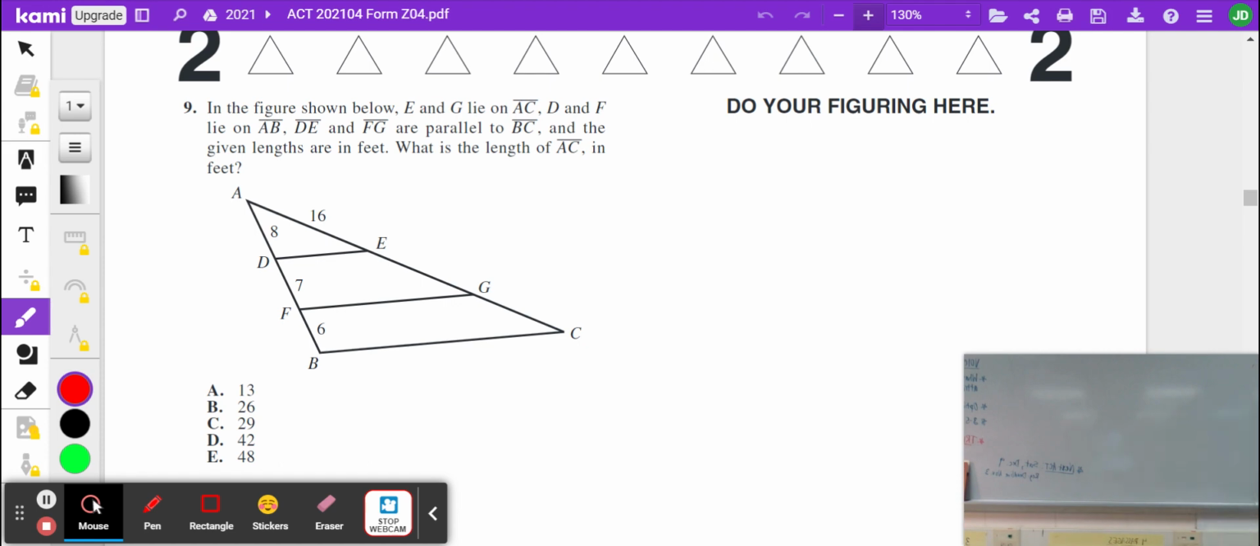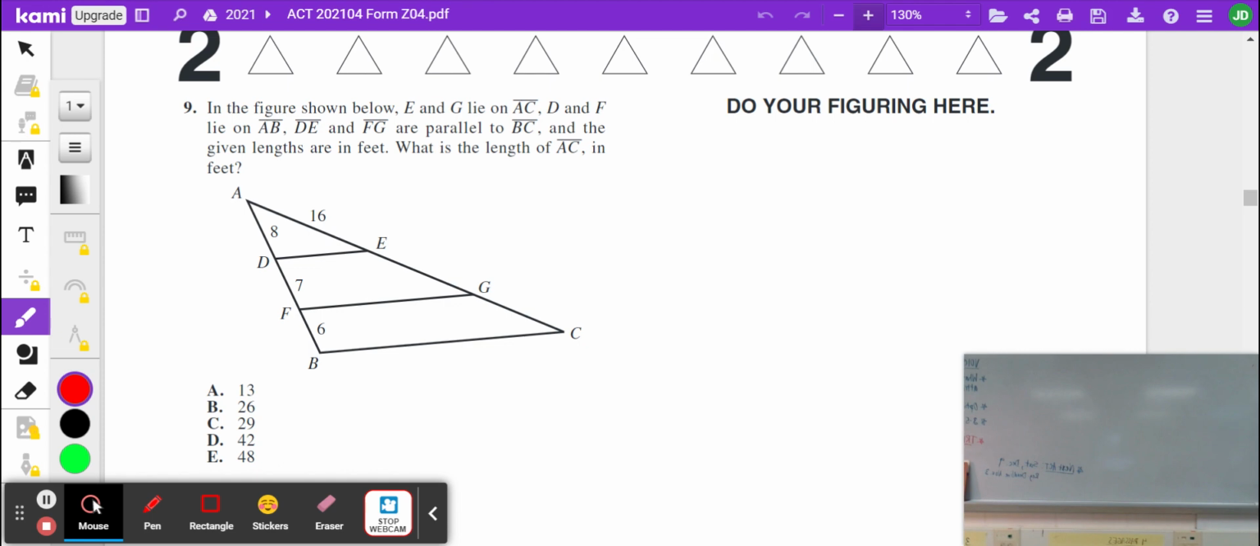That's what you have on question 9. It gives you a lot of information, but the most important part is that AB, DE, and FG are parallel to BC. So that tells me that all of these lines are parallel to each other. Then it asks for the length of AC, so I need this entire length. The short version is that every piece of that triangle is proportional, so I can set up a proportion and find this portion and this portion.